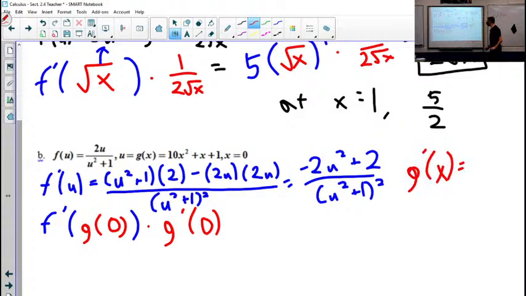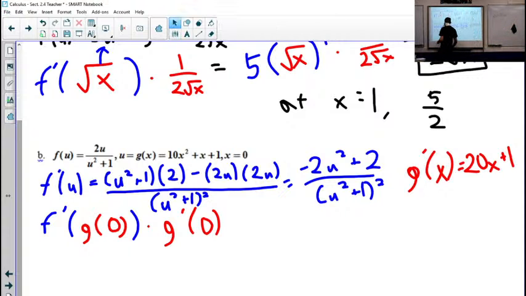g prime of x, I can breathe easier. This is much easier. This is just 20x plus 1. But this time it's going to be much easier not to have to deal with taking g and putting it into this thing. I don't want to do that, so I'm going to deal with the numbers now.